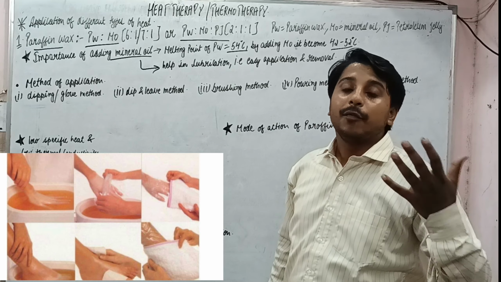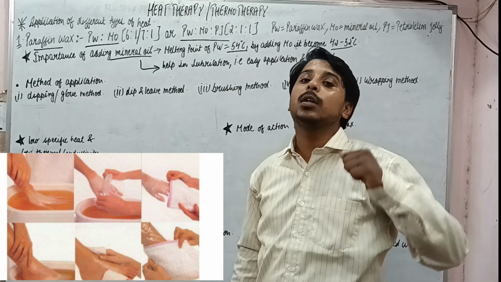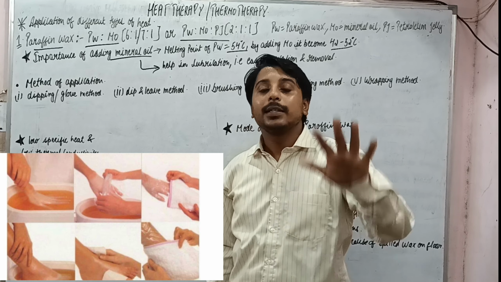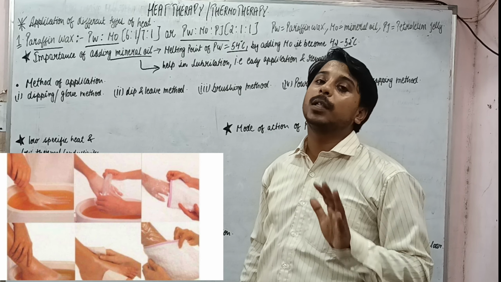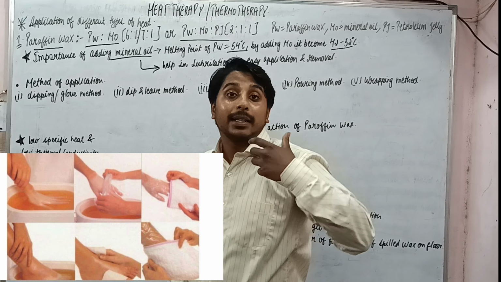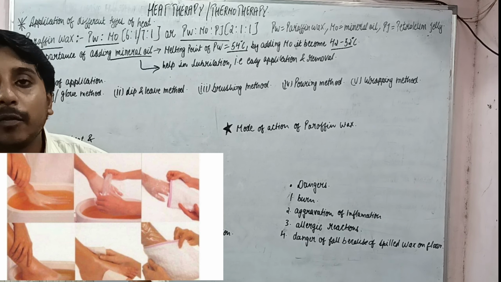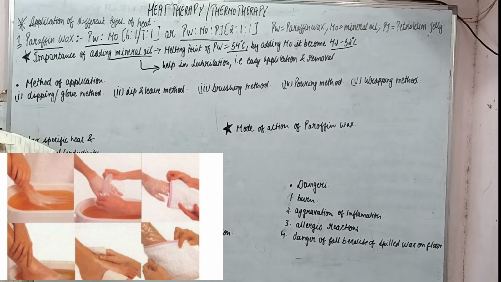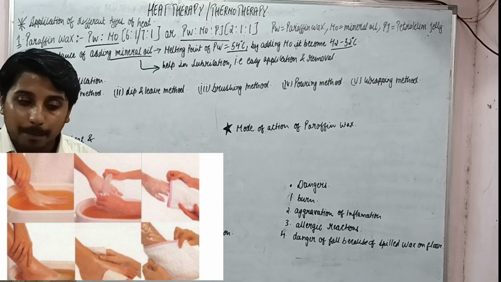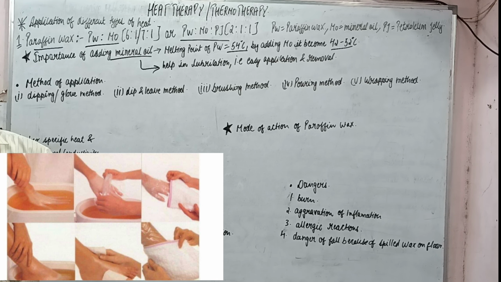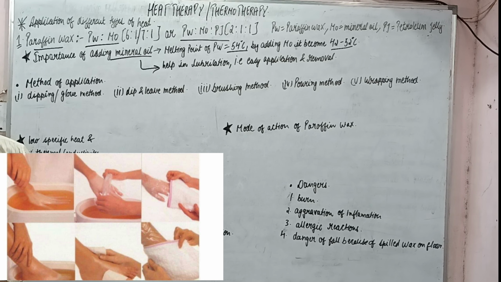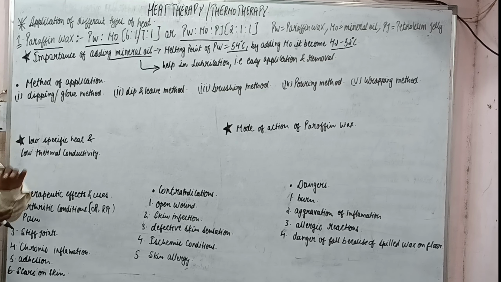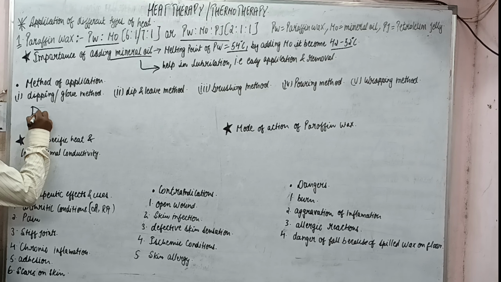Here the part which is to be treated is dipped into the paraffin wax for 1 second, then we remove it. Now after 3 to 5 seconds, we again re-dip the body part into the wax, and this is repeated 6 to 12 times until a 2 to 3 mm thick layer of wax is formed on the body part. Then it is covered by a plastic bag and further by a towel for conserving the heat so that minimal loss of heat occurs. So this is the dipping or glove method used for distal parts.